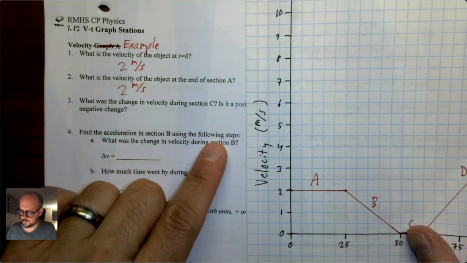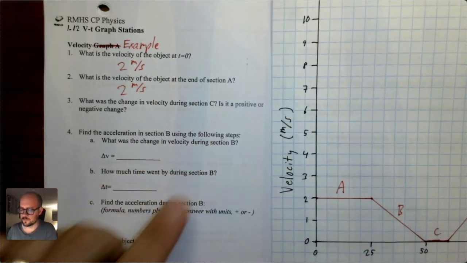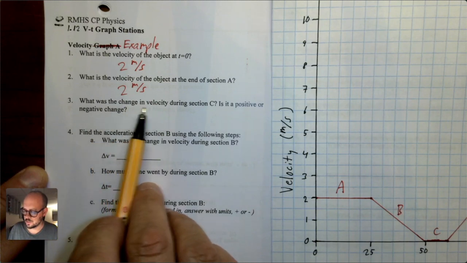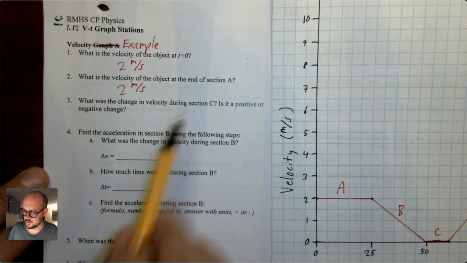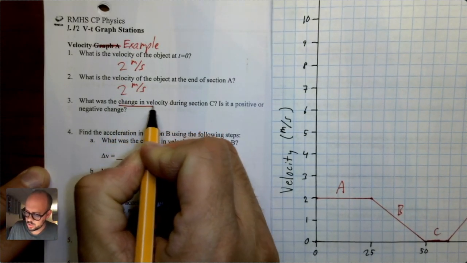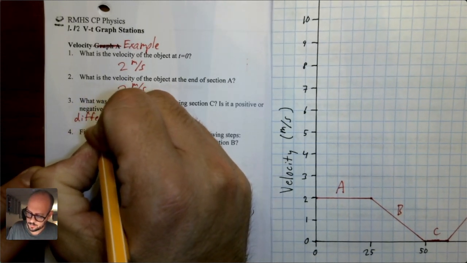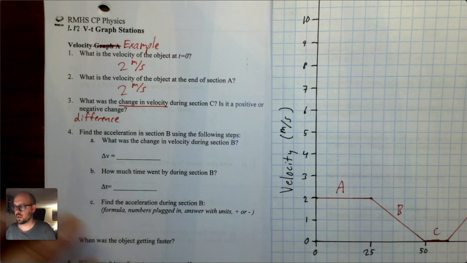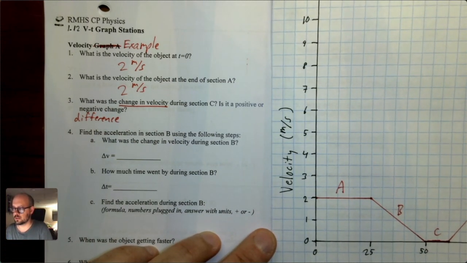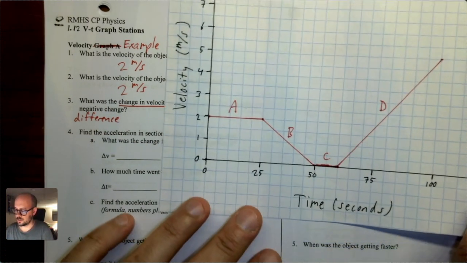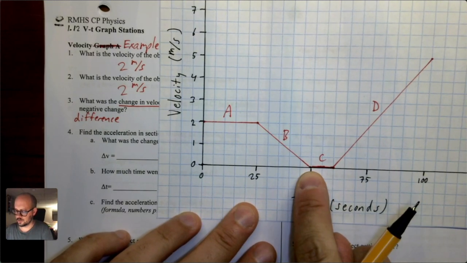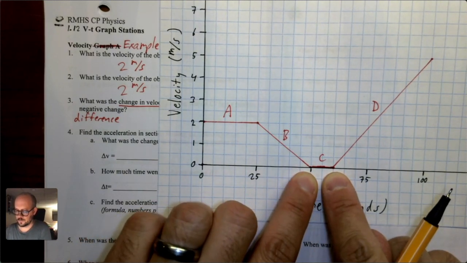Next one, for section C, this is a less informative example, but what was the change in velocity during section C? So when it says change in velocity, you want to think difference. And so the idea behind this is the change is going to be the difference between the initial and the final velocity for that segment.